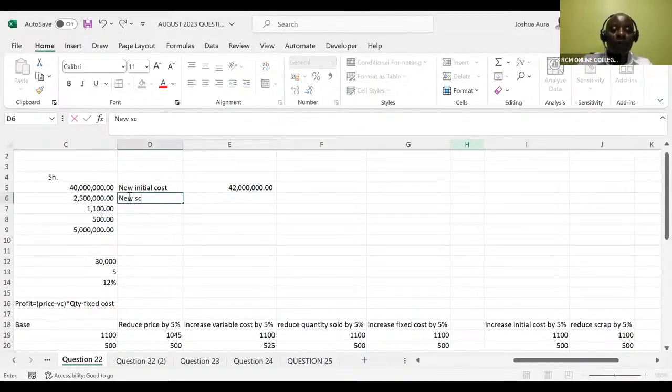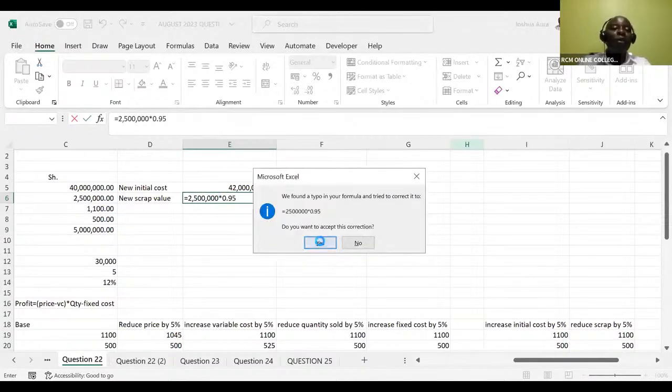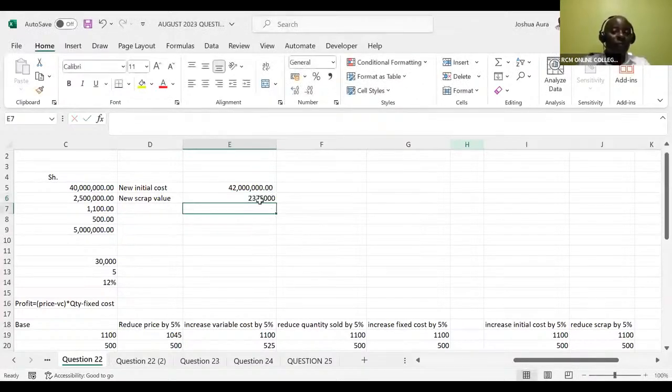New scrap value. So what do we have? I will take the old scrap value, but remember, scrap value is a benefit to us. So I need to reduce this by multiplying by what, when it's adversely affected, it is reduced. So multiply this by 0.95 like that. So you're able to get that figure, and this figure is very important to us. We shall use it.